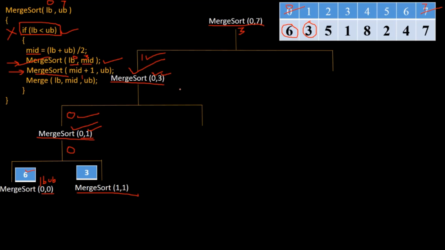So for this function merge sort 0 comma 1, your left is completed, right is completed. Now only one function remains, that is merge. What does this merge function do? This merge function will merge your 6 and 3. While merging, it will follow the rule that merging should happen in ascending order, right?